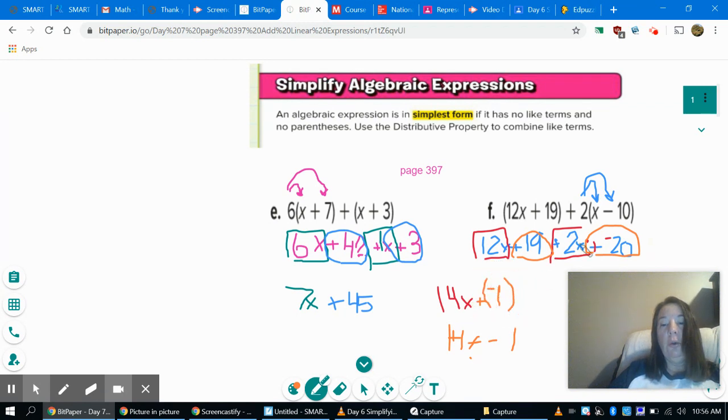So make sure you have an eye out for these factors that are outside the parentheses. You have to use the distributive property first before you attempt to combine the like terms. If you don't, you will be wrong.